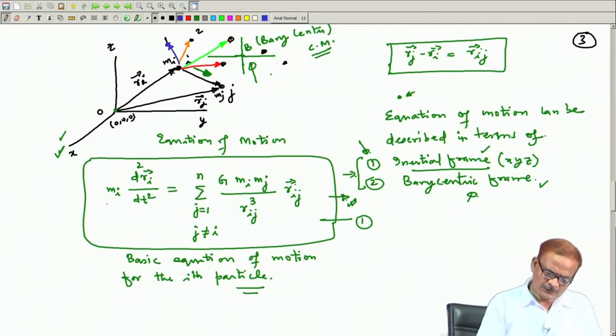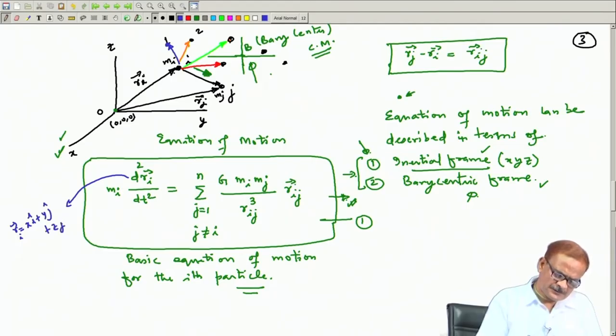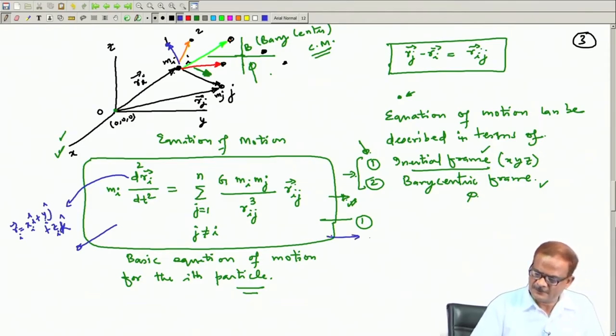One more thing I would like to point out here: R consists of x i cap plus y j cap plus z k cap, where i cap, j cap and k cap are the unit vectors. So you can see that if you break it up in terms of components, this is the vector equation of a second order differential equation.